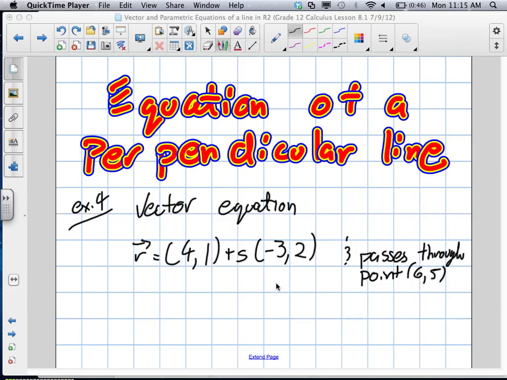Okay, equation of a perpendicular line. So example 4 says find the vector equation that is perpendicular to this vector here and passes through this point 6 and 5. Okay. Now we got to remember back to our previous chapter.